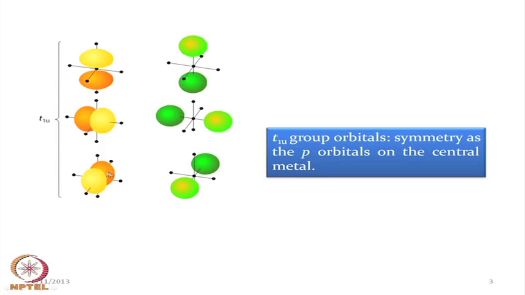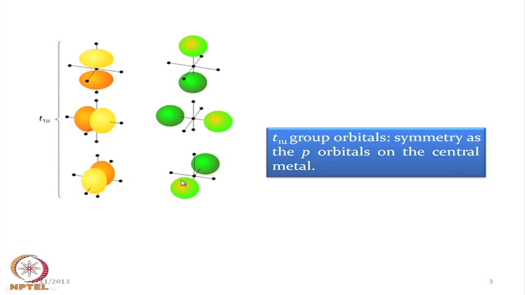So, these are the corresponding p orbitals along px, py and pz. This particular set has a symmetry level of T1U, because it is not symmetric with respect to inversion, and the corresponding matching orbitals from the ligand side are facing directly towards the corresponding p orbitals. So, this is the only opportunity we see, where the available ligands give the corresponding p orbitals for interaction.